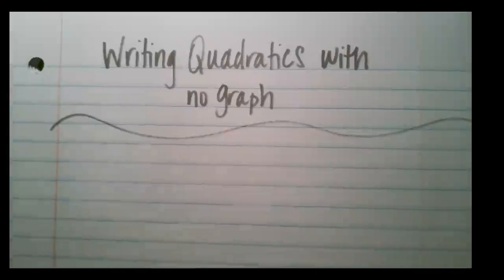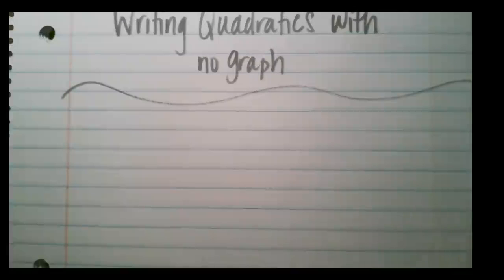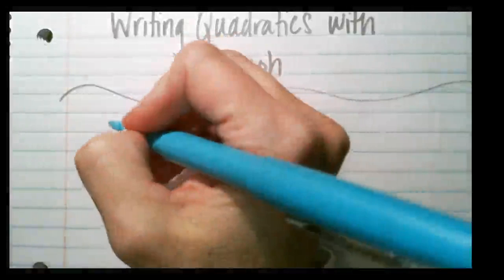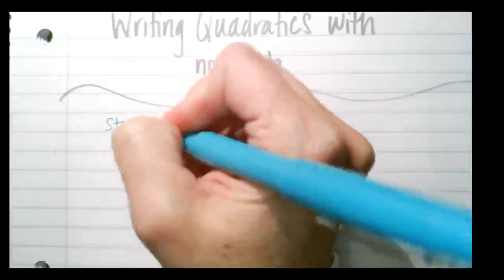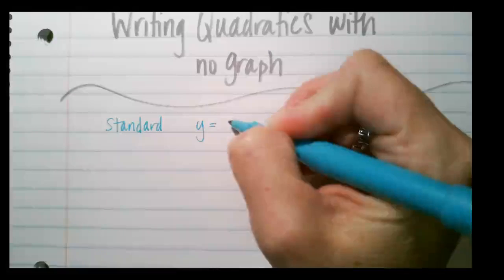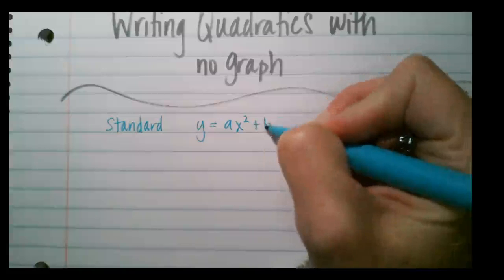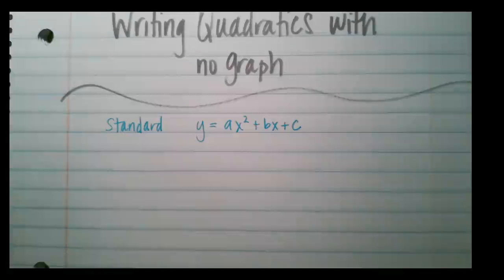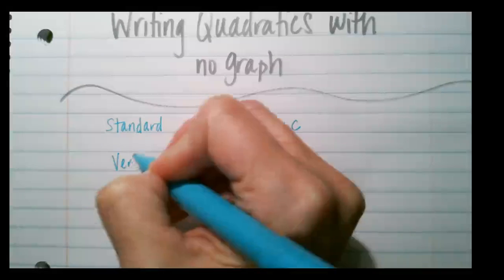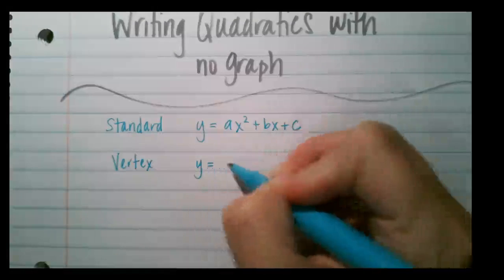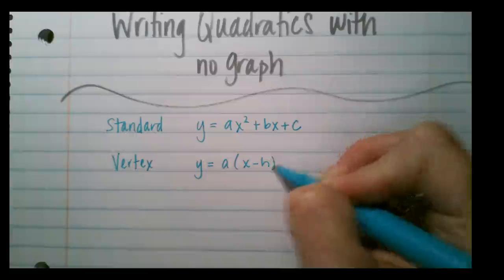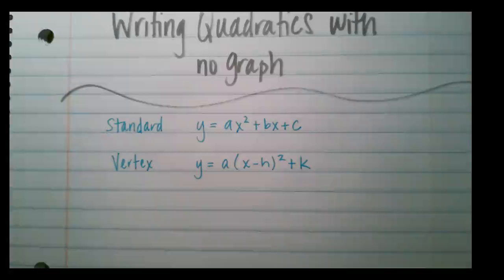All right, so before we start, I just want to do a quick review of the three forms of a quadratic. So first off, we have standard form, which is y equals ax squared plus bx plus c. Then we have vertex form, which is probably my personal favorite, and that looks like a, and then in parentheses, x minus h squared plus k, and the hk is the vertex.